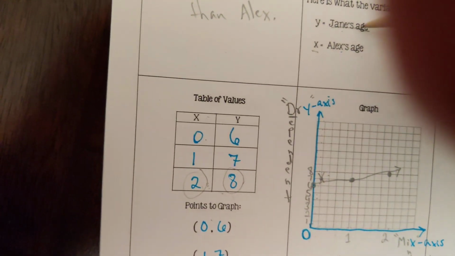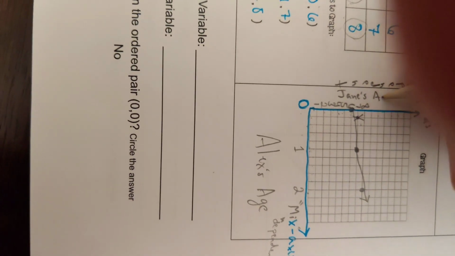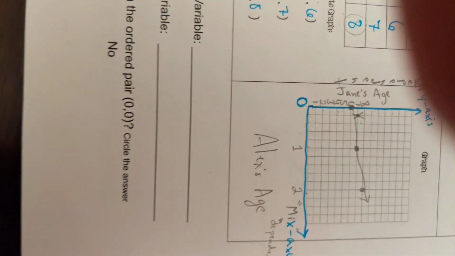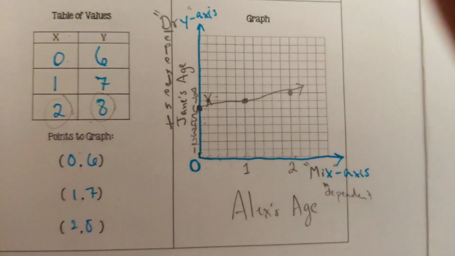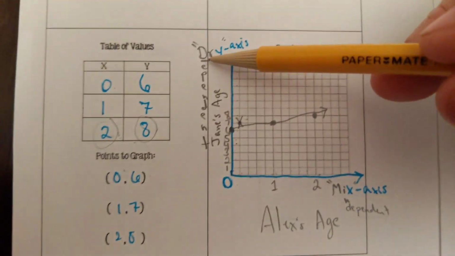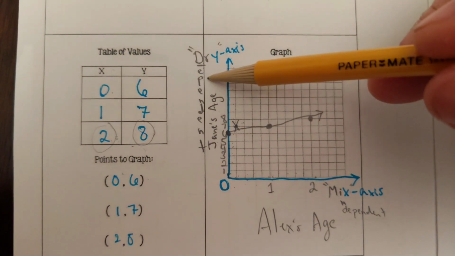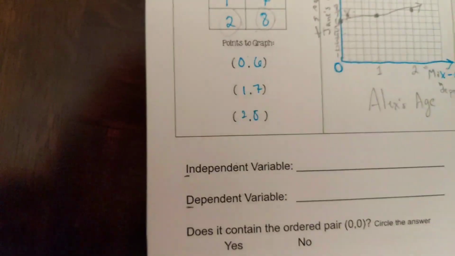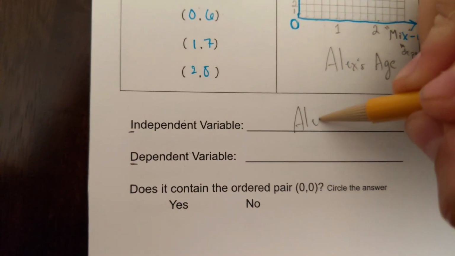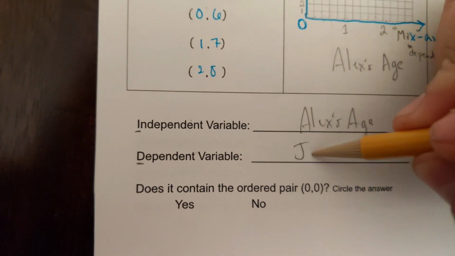And over here on the y-axis is Jane's age. So I can turn my paper and I can say these numbers right here represent how old Jane is. Jane's age. Okay, so I'm going to turn back around. Now you can see what I'm talking about. So now you can say, okay, well, the dependent variable is the one on the y-axis because of the strategy DRY MIX. So Jane's age depends on Alex's age because that's the independent. So the independent variable right now we're going to put is Alex's age, and the dependent is going to be Jane's.